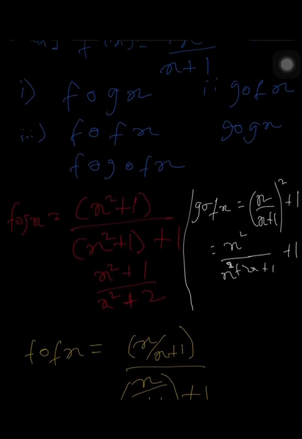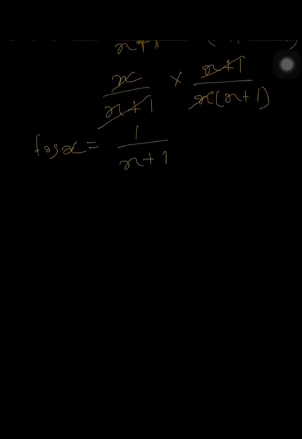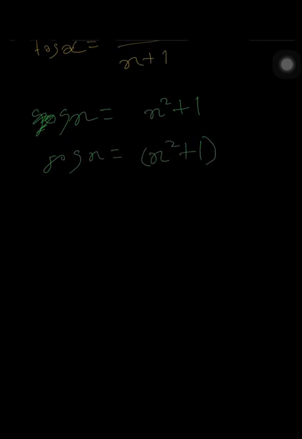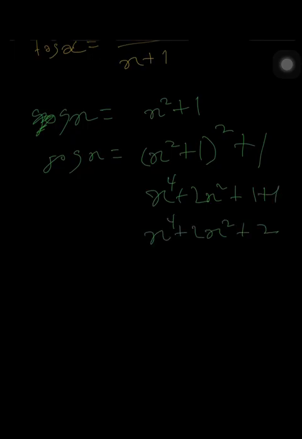Let's solve the last questions in this series. The last two questions actually. G of g of x. We recall that g of x is x squared plus 1. So g of g of x is x squared plus 1 squared plus 1. So x to the power 4 plus 2x squared plus 1 plus 1. X to the power 4 plus 2x squared plus 2.